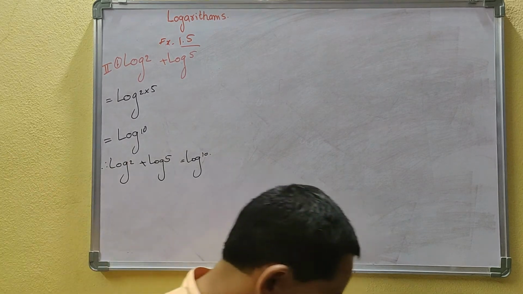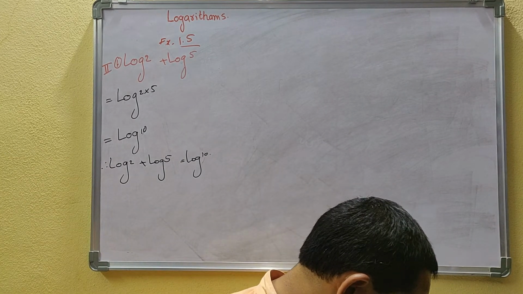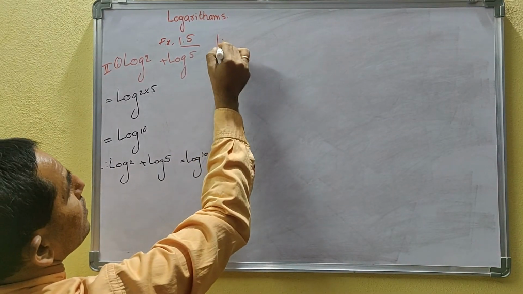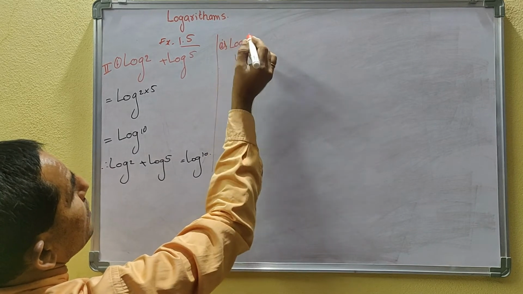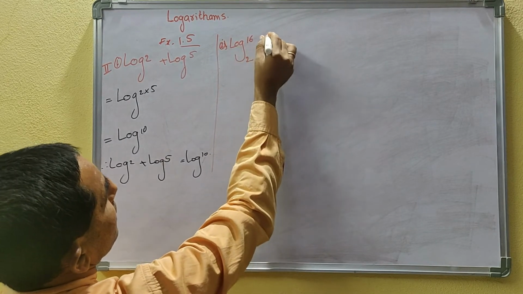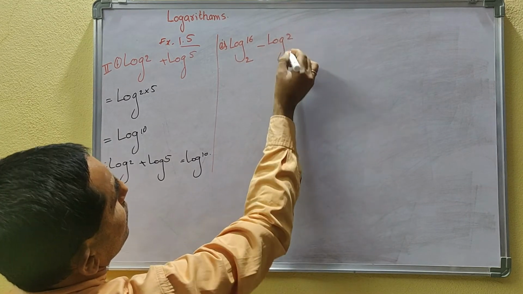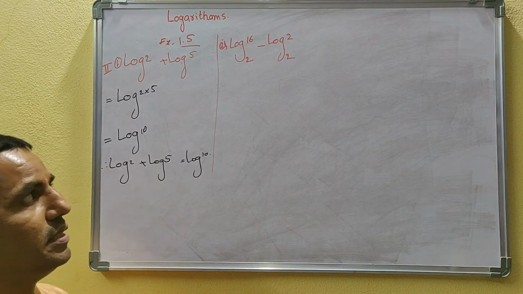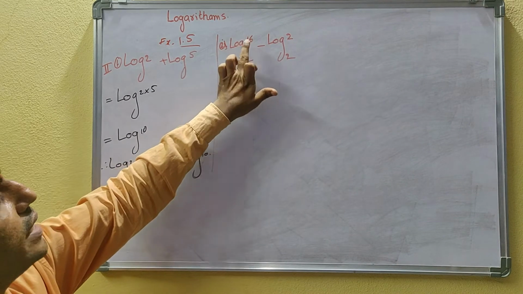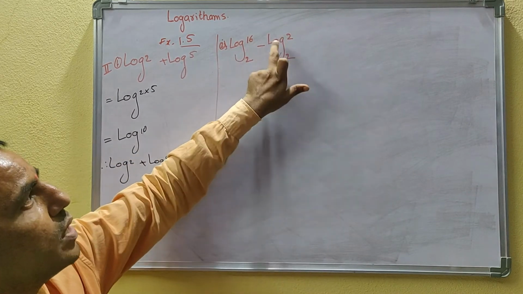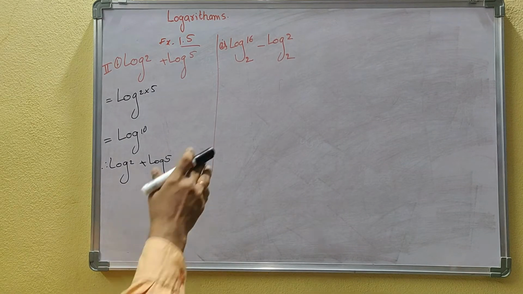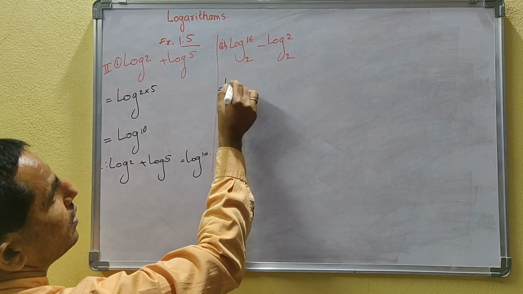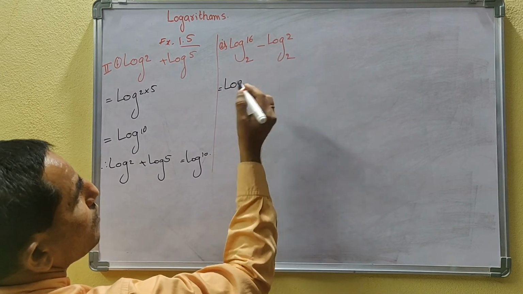Next, second question. Log 16 base 2 minus log 2 base 2. Here the formula is log A minus log B. Log 2 base 2 value is 1. There are two methods to solve this question. I will write the general method first. Log a minus log b is equal to log a by b.